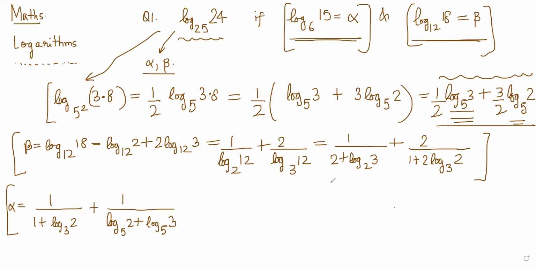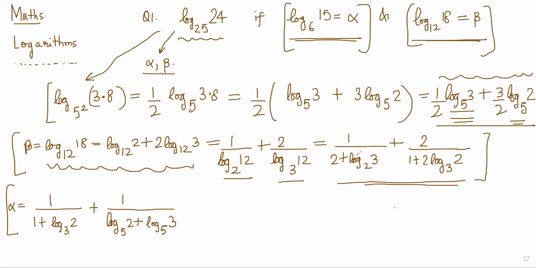This part should come for you. See the steps here. 18 I'm splitting as 9 into 2, and after that I'm just simplifying. Once you get log 12 2, you can invert it, make it log 2 12, and log 12 3 becomes log 3 12 in the denominator. And then I'm splitting this further, right? Yeah.